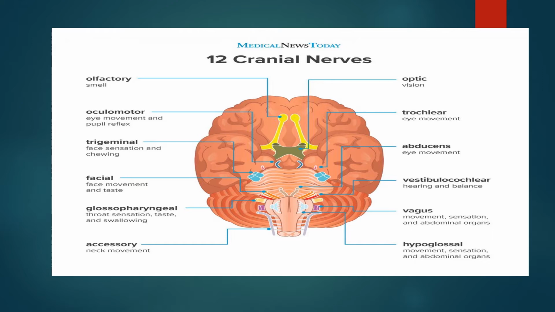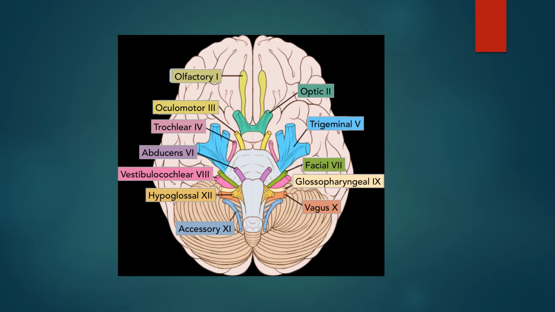Here are the 12 cranial nerves and their functions. Here are the 12 cranial nerves, 1 to 12, and their names. You have to memorize these names and the parts from where they arise.